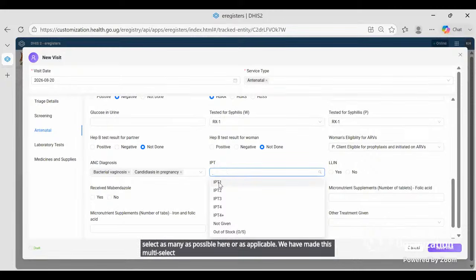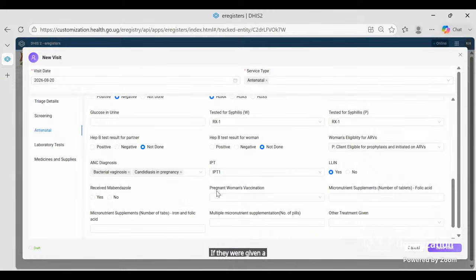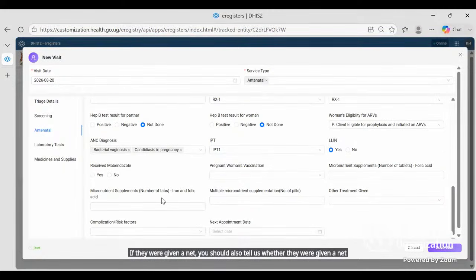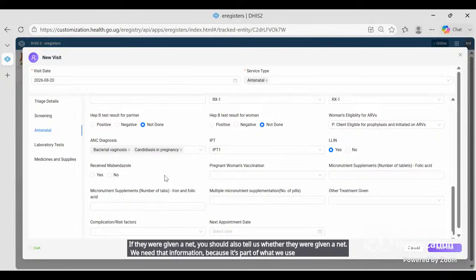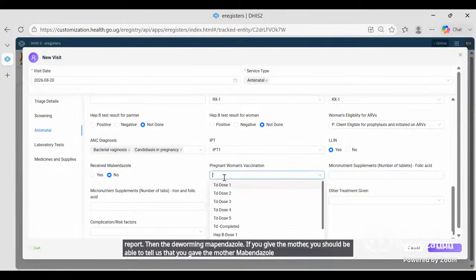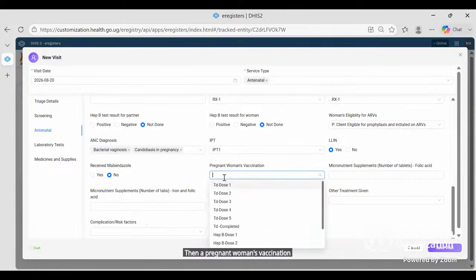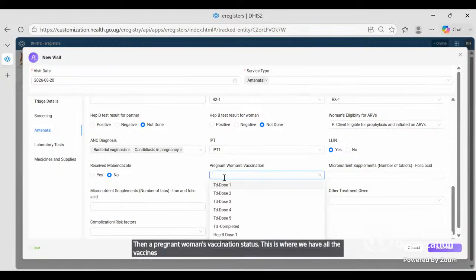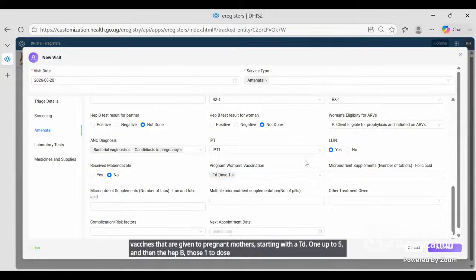Then IPT, you're also filling. If they were given a net, you should also tell us whether they were given a net. We need that information because it's part of what we use to populate the report. Then the deworming, mebendazole. If you gave the mother mebendazole, you should be able to tell us that. Then a pregnant woman's vaccination status. This is where we have all the vaccines that are given to pregnant mothers, starting with TD 1 up to 5, and then the Hep B, dose 1 to dose 5. Assuming at this visit, this mother got the first dose of TD.